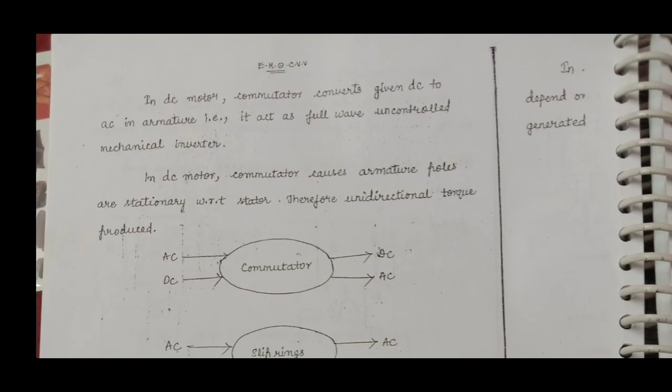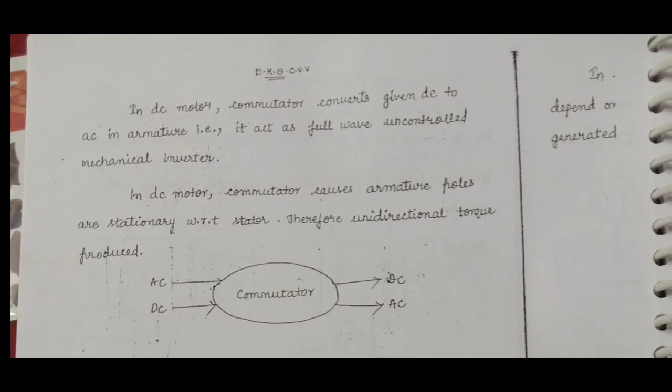In a DC motor, the commutator converts the given DC to AC in the armature. It acts as a full wave uncontrolled mechanical inverter. In a DC motor, because of the commutator, the armature poles are stationary with respect to the stator. Therefore, unidirectional torque is produced.